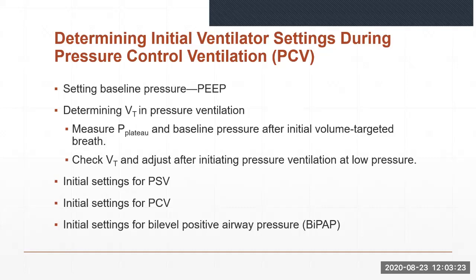Pressure-targeted ventilation provides a set pressure to the patient during breath delivery, whereas tidal volume can vary from breath to breath. There are several methods to provide a pressure breath that should be considered. This begins with baseline pressure and then includes pressure support ventilation, pressure controlled ventilation, and other modes such as bi-level positive airway pressure and other dual control modes.